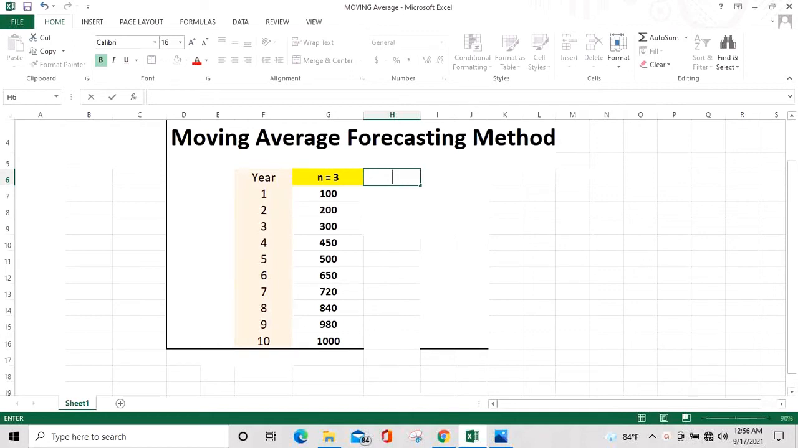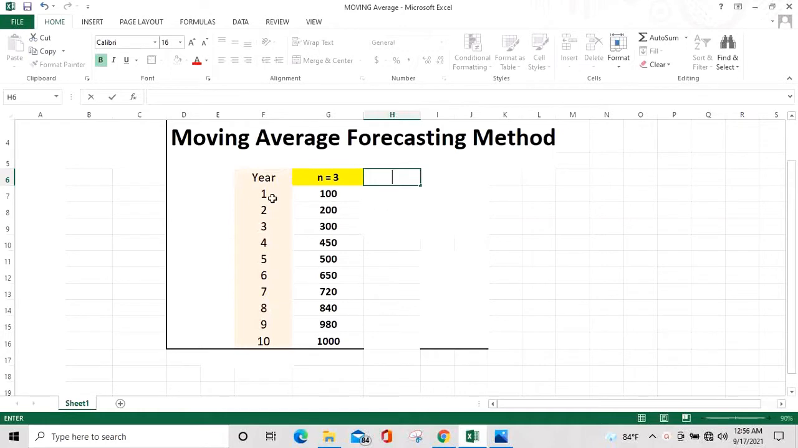Hello everyone, today we're going to learn how to calculate the moving average method. It's a technique to get an overall idea of the trends in a data set. It's the easiest method you can calculate. It's the easiest forecasting method.